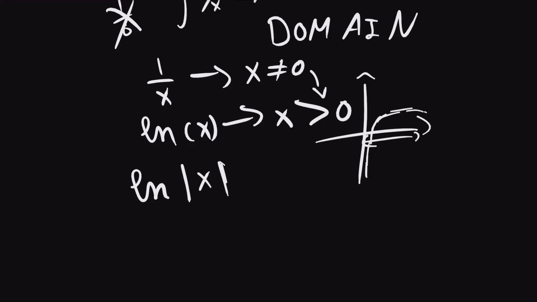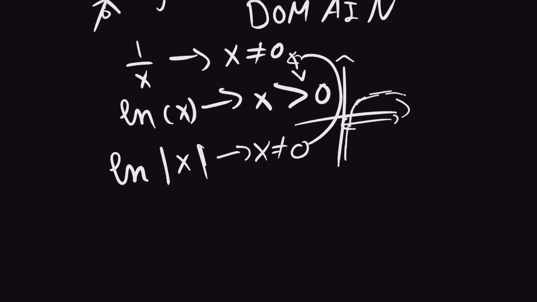Because if we add the absolute value, then we can include negative numbers, because the negative numbers are simply going to turn positive. And so the domain of the natural log of the absolute value of x is also x is not 0. And so now it has the same domain as 1 over x.